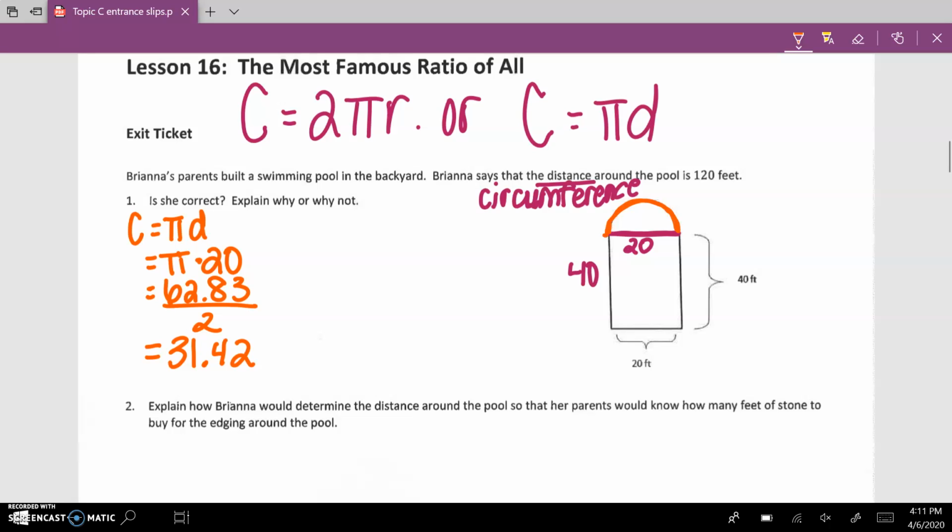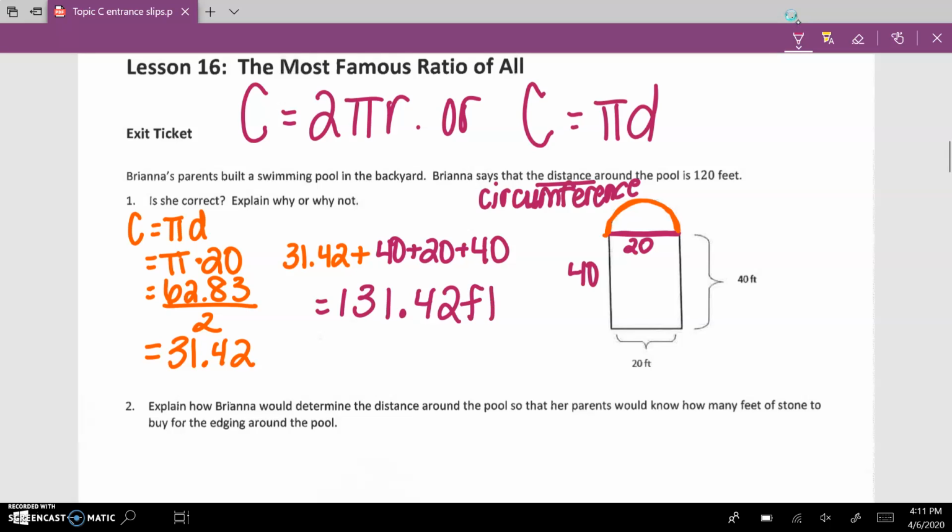Now to find the total distance around the pool, we add our 31.42, that's our semicircle number, and then the rectangular part of the swimming pool, which would be the 40 plus the 20 plus the 40 on the other side. We're not going to count the other 20 because that's in the middle of the pool, so that wouldn't count as being the outside of the pool.